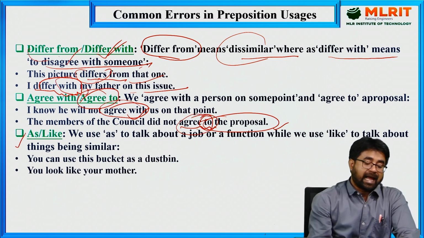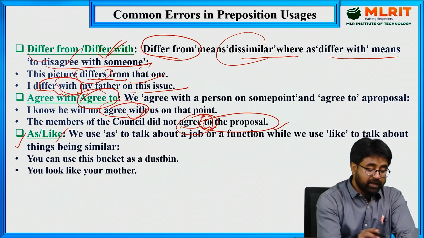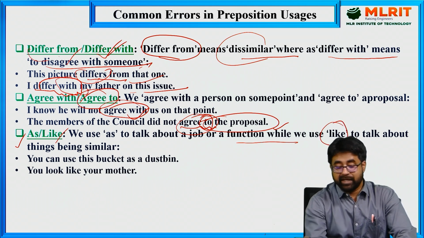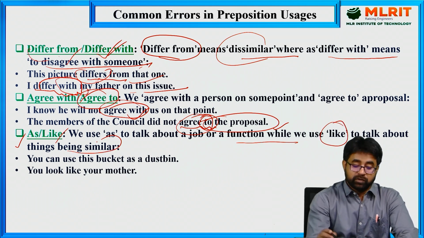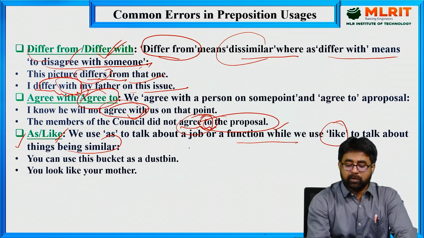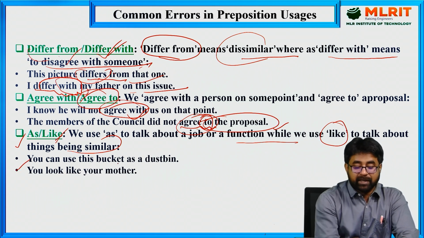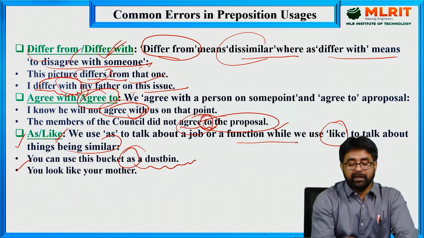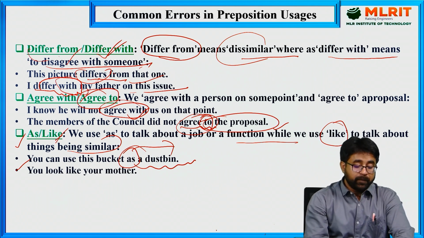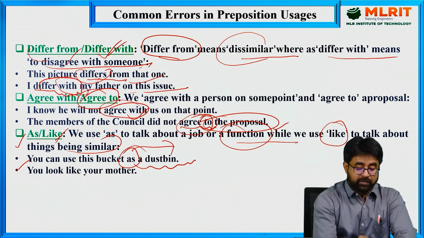Now, next one, as and like. Where are we supposed to use as, and when are we supposed to use like? We use as to talk about a job or a function, while we use like to talk about things being similar. So like indicates similarity, and when we talk about a job or function, we normally use as. See the example here. You can use this bucket as a dustbin. So here my intention is to talk about how a bucket can also function as a dustbin. So that's why I'm using as.